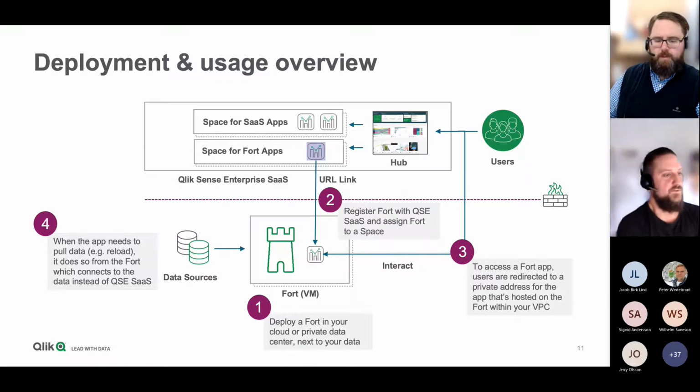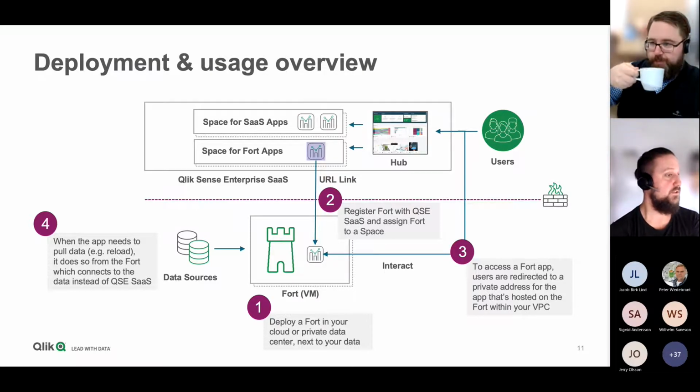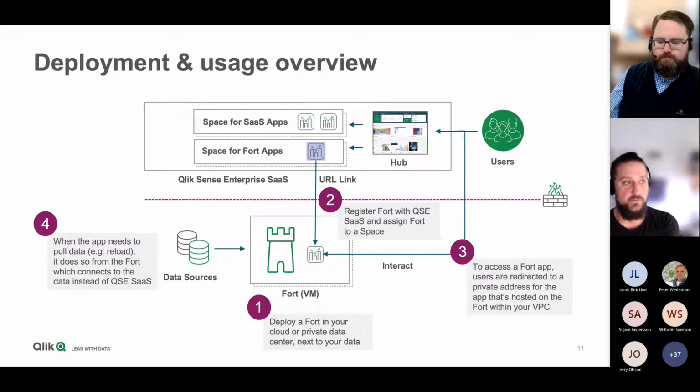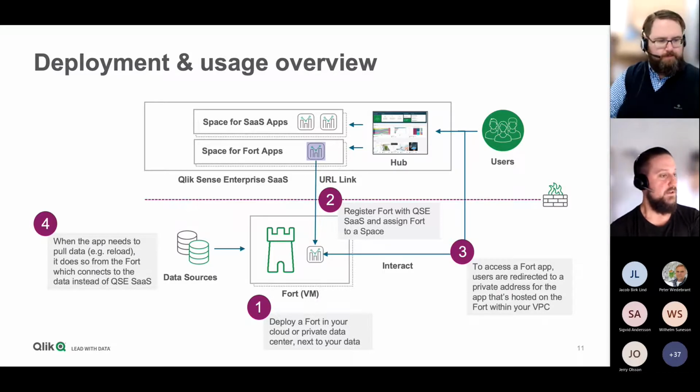So there are basically four steps in the life cycle of a fort from start to when it becomes operational. Number one is that you deploy a fort in your cloud or your private data center next to your data. And I'm going to show you what the entry point to that is, because it's actually very easy today. So you need to deploy the appliance first. When that is done, you will get an IP address for it, which can be an internal one, obviously. That is when you register the fort in the SaaS tenant and assign the fort to a space. This is where you basically connect the fort to the SaaS tenant. You tell the SaaS tenant that there's a fort here, and it has this local IP address, which you will redirect users to when they are trying to open apps in the fort.